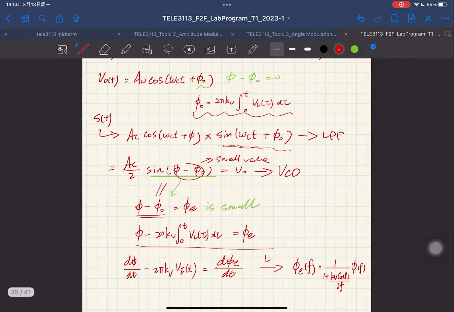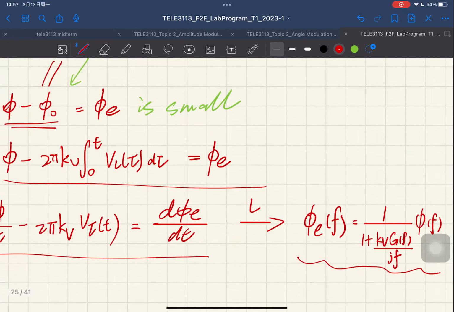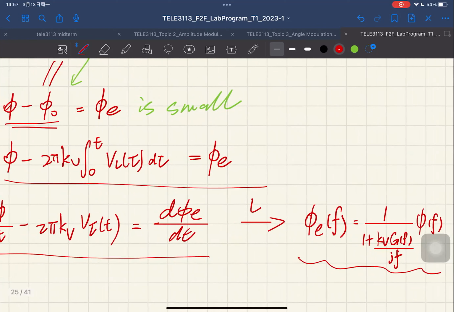We do a differentiation on both sides and we get this term. Then we take a Laplace transform, actually not a Fourier transform, and we get this term. If you look at this transfer function, your phase error equals 1 over 1 plus k_v times the gain of your low pass filter over j f, times your phi_f, right?